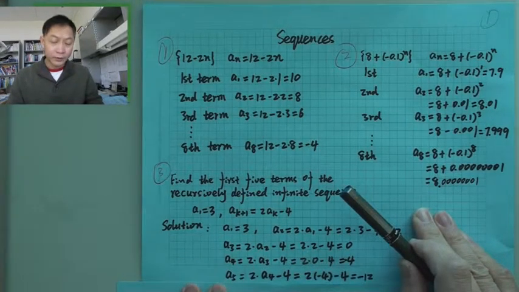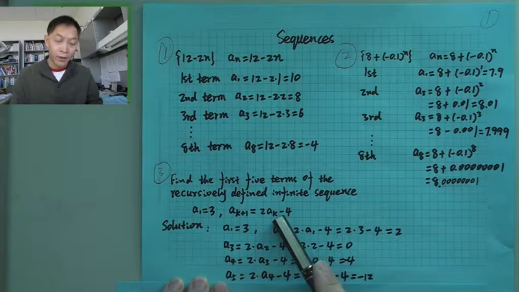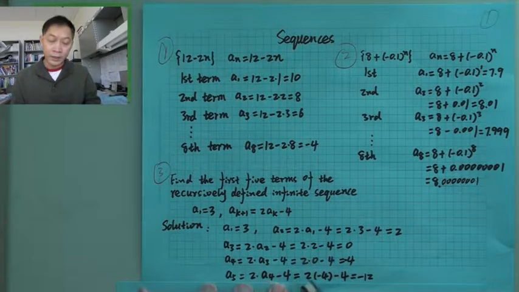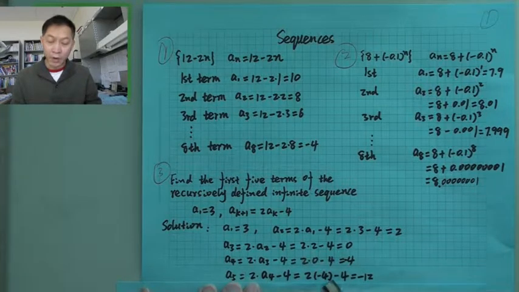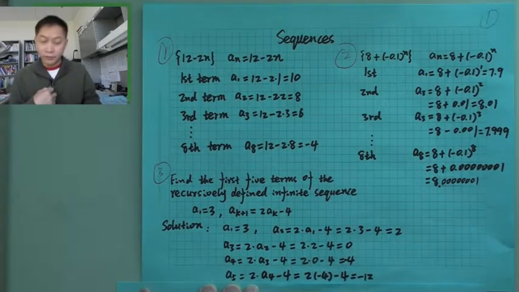And then A5 depends on A4. If here is 4, here is 1 more than 4, so A5 equals 2 times A4 minus 4. And then equals 2 times negative 4 minus 4. Here is A4, here is negative 4, so you plug in negative 4. 2 times a negative 4 is negative 8, and then minus 4, you have negative 12.